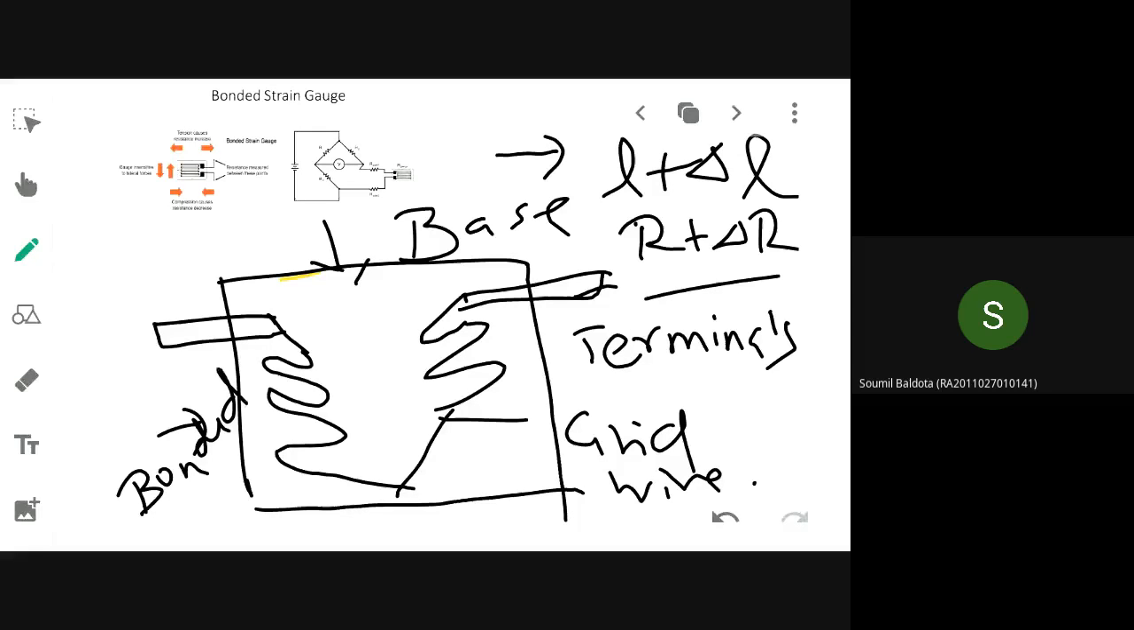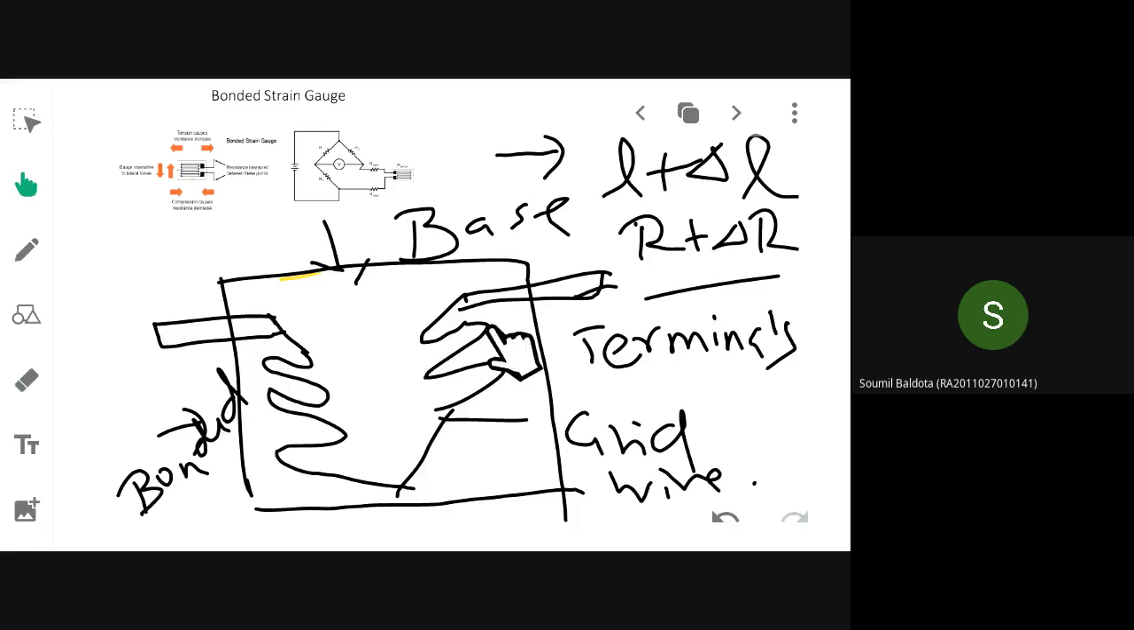Okay, I will tell you why it is called bonded. Now, if you look at the diagram, there is an element called the base or carrier. That base or carrier will be made up of bakelite, and to that base you are going to cement a fine resistance wire. This is your grid wire of fine resistance. The wire's diameter will usually be 25 micrometer.